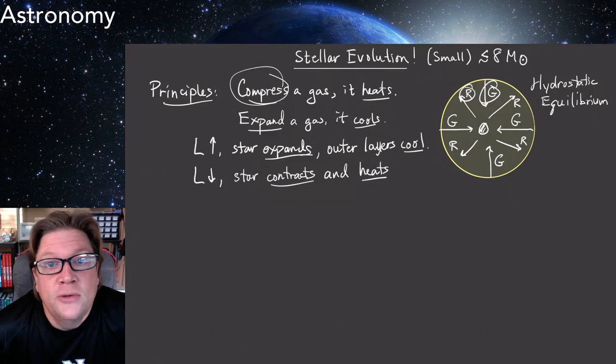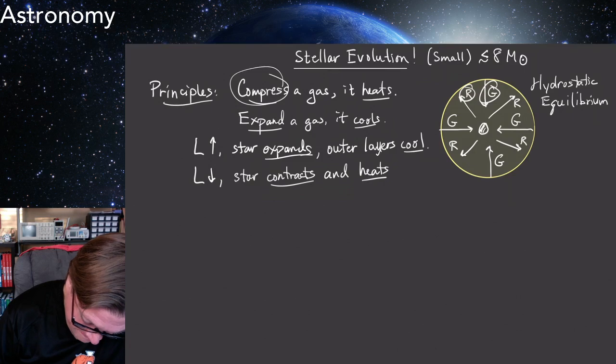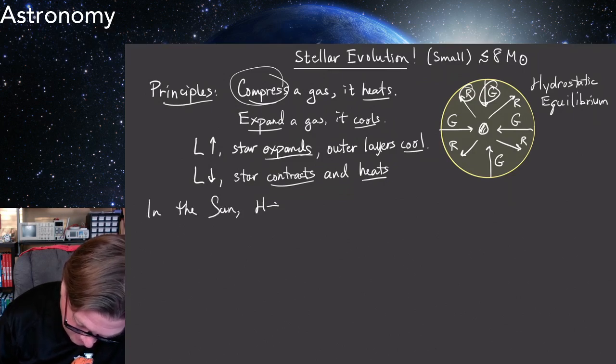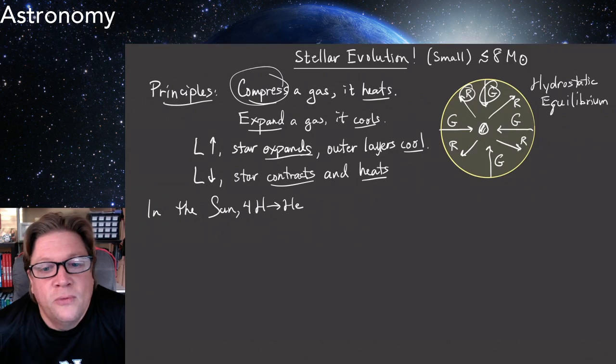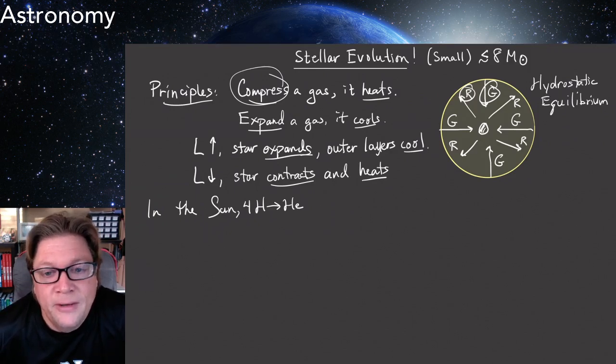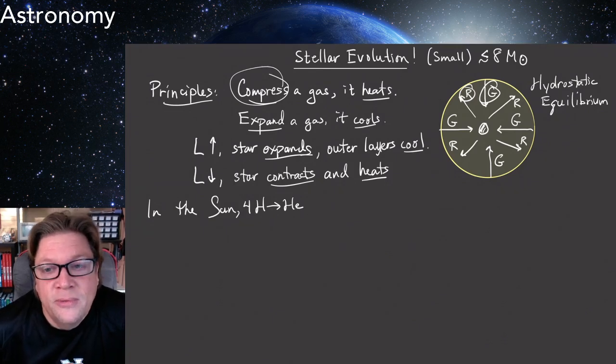Okay, so those are the principles. Now, for the sun, what happens in the sun? All right, so in the center of the sun, remember how it works. 4 hydrogens are being converted to helium, right? A whole bunch, 10 to the 37th times per second. So this is constantly going on in the center of the sun.